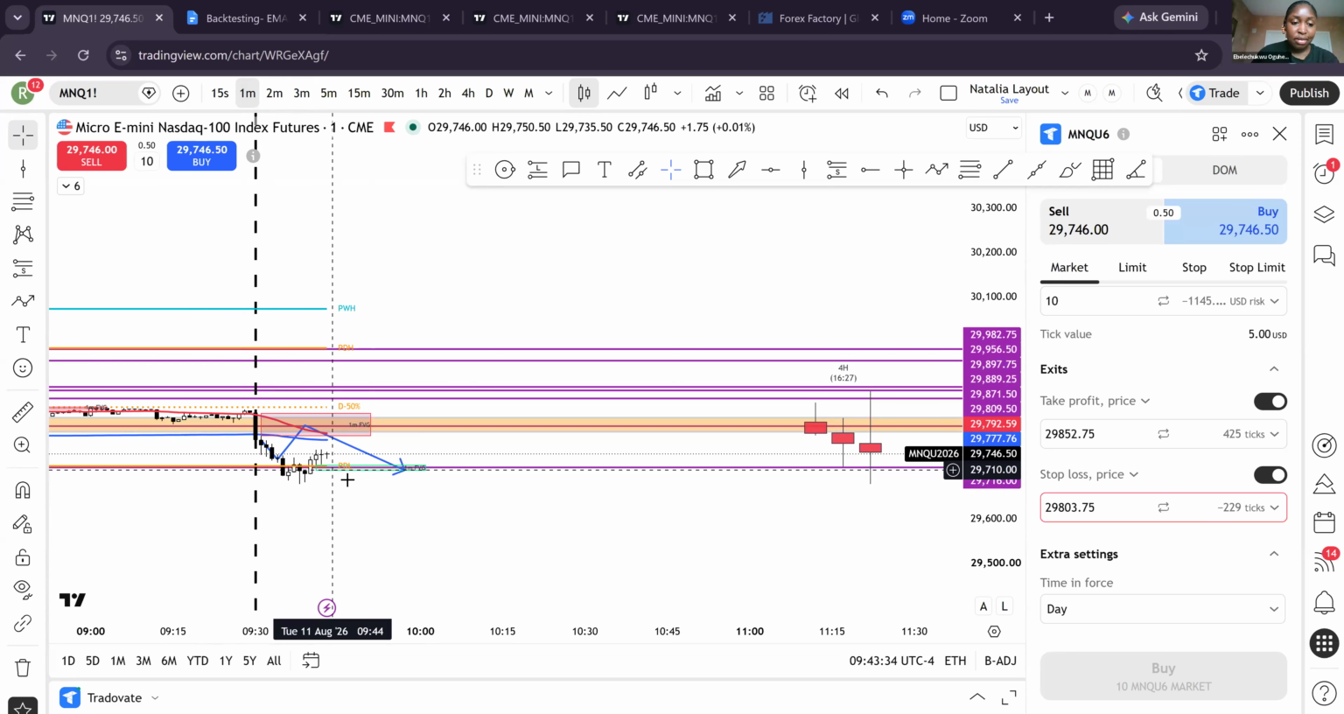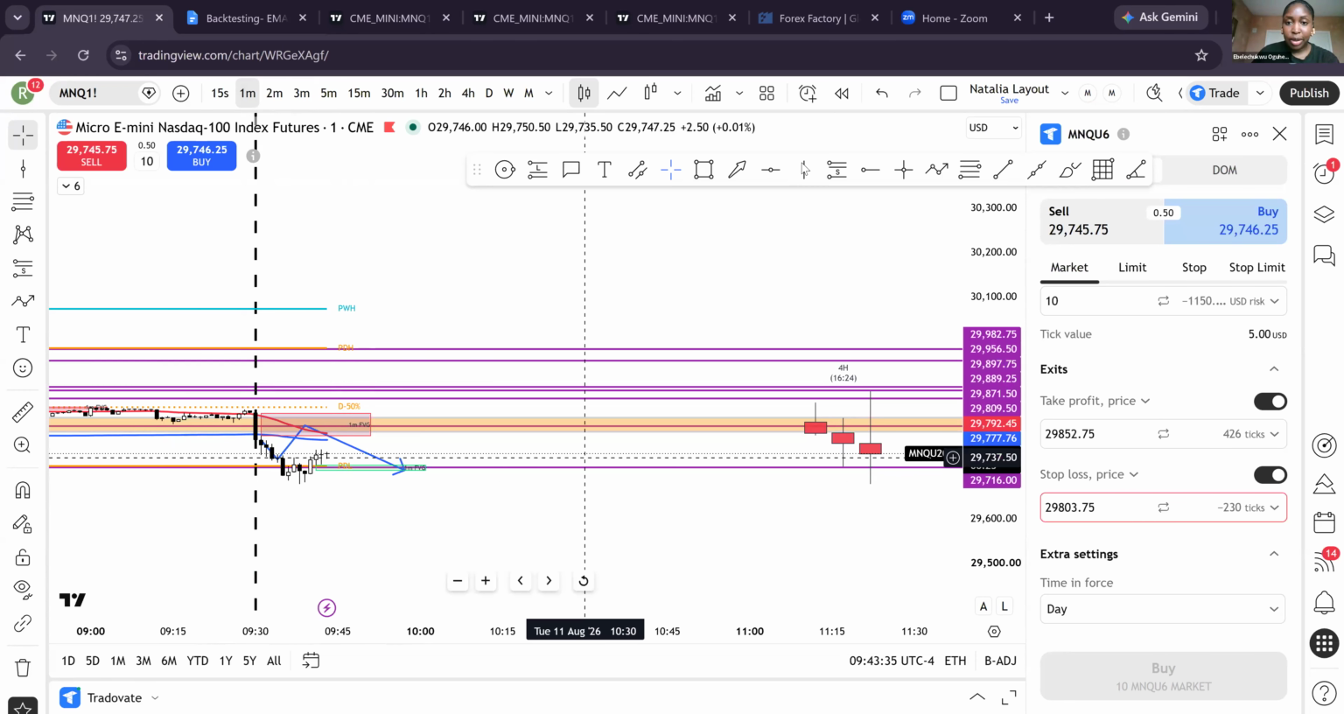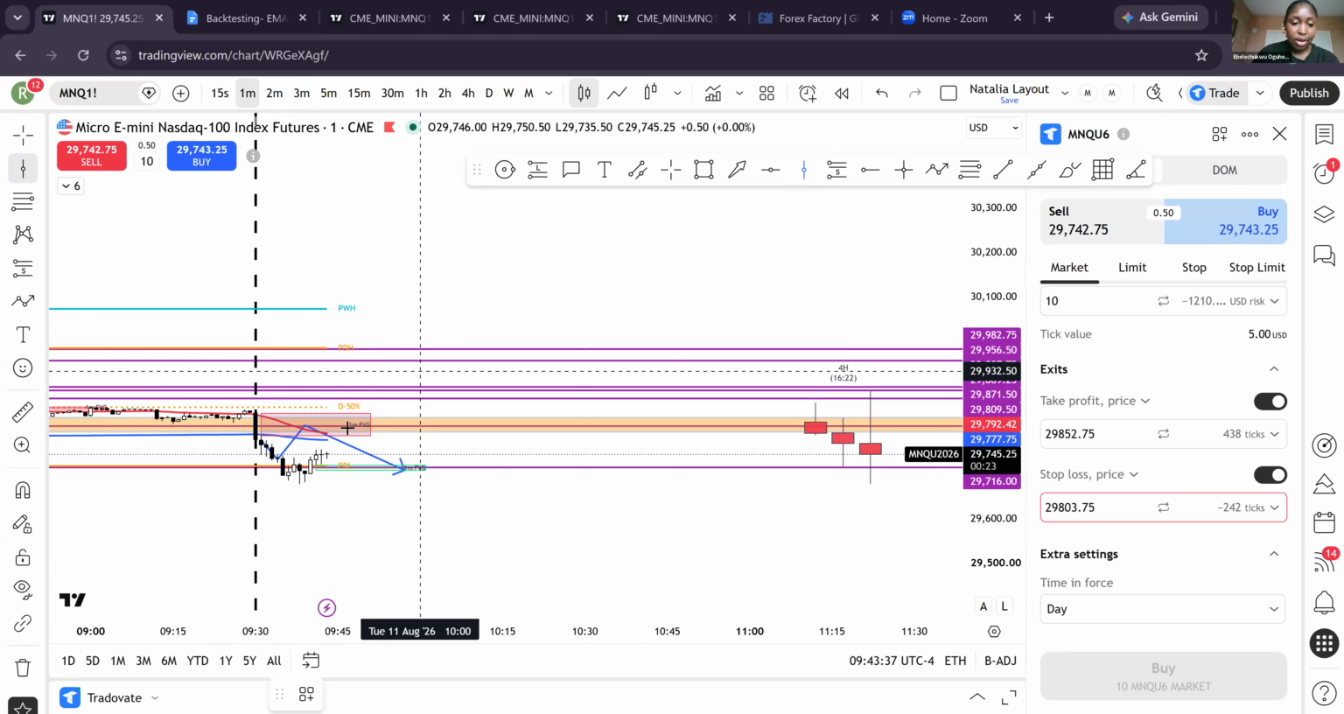So what time is this? Almost 10. I'm going to put my theme. I don't like being in the markets too long. Some people love to be watching the charts forever. That is not me.